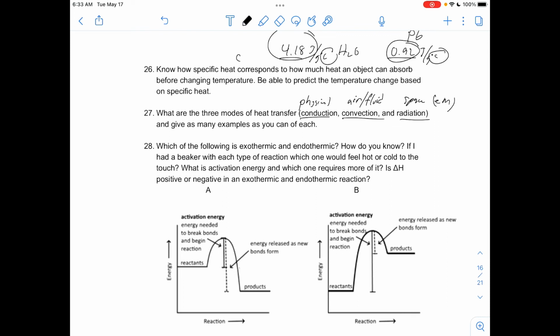The other two need molecules. Conduction would be like your frying pan on a stove. There's a heat transfer there, direct physical contact. For convection, let's say you had a beaker of water and you had a boiling egg. That egg is receiving the heat from the water. That would be convection. And of course, radiation is a microwave.